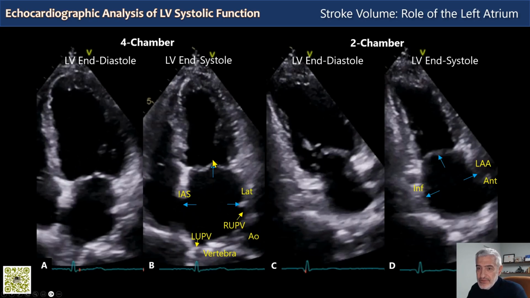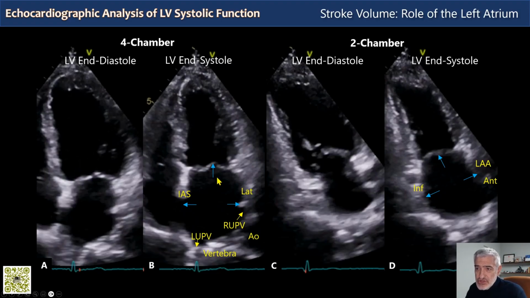Now, note how this normal atrium expands during systole. So here in A is end-diastole, here is systole of the ventricle, and here you have the expansion of the atrium in the four-chamber view. And in the right panels, ventricular diastole and ventricular systole, you can see how the atrium expands. The reservoir expansion of the left atrium is shown by the blue arrows here in the four-chamber view and here in the two-chamber view.